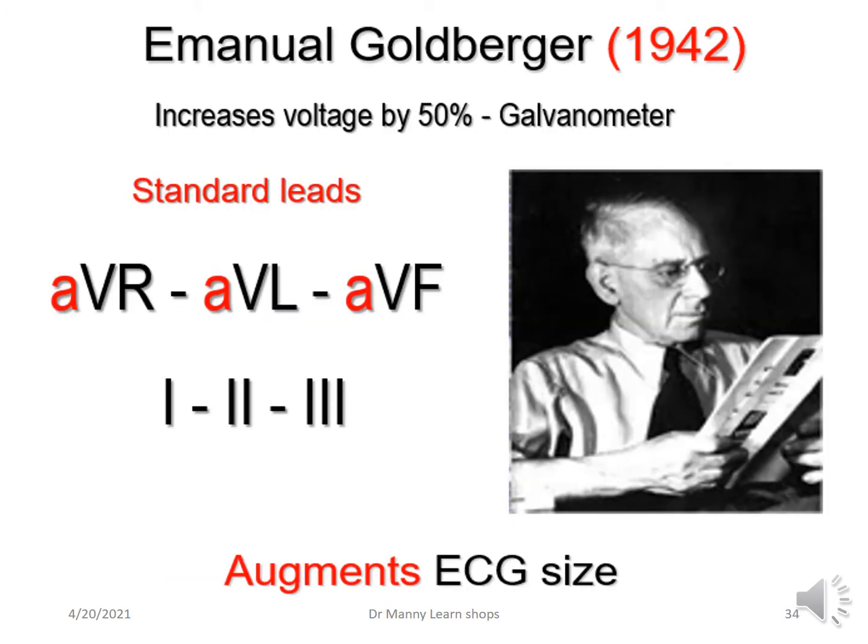In 1942, during the Second World War, Emanuel Goldberger increased the voltage of the galvanometer, the ECG machine, by 50%, so that people reviewing and recording had a larger ECG. In the standard leads, this added an extra letter, which was A. The A stands for augmented, made bigger. So AVR, AVL, AVF were created. And lead 1, lead 2, lead 3 also became bigger as well.